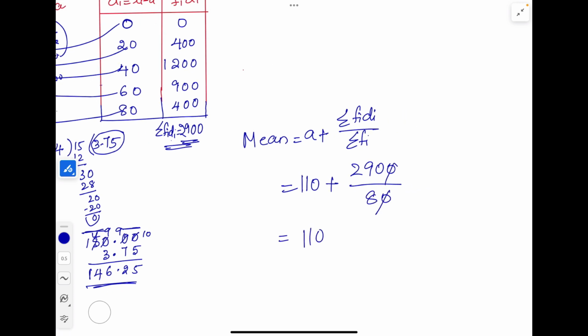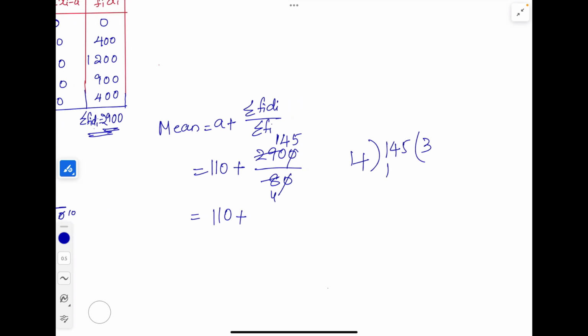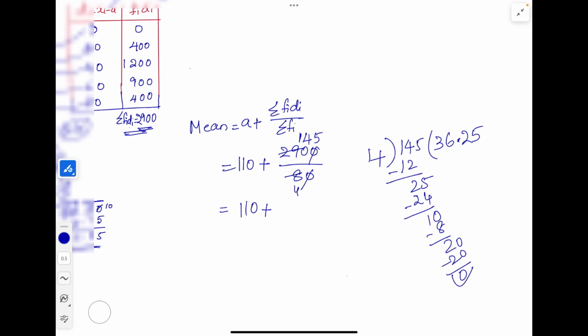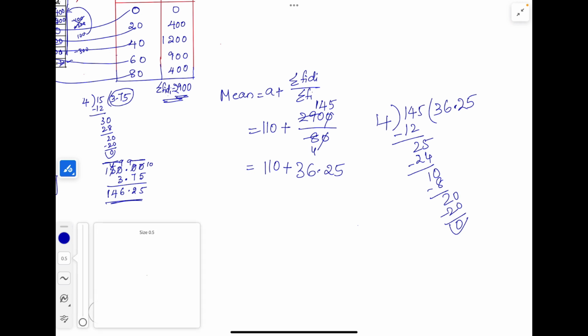Now let us simplify this. 110 plus, now we can simplify: 2 4s are 8, 2 1s are 2, 4s are 8, 2 5s are 10. 145 by 4. So let us divide 145 by 4. 4 3s are 12, 2 and 5. 4 6s are 24, 1, put point 0. 4 2s are 8, 20, 4 5s are 20. Okay, so we are getting 36.25.